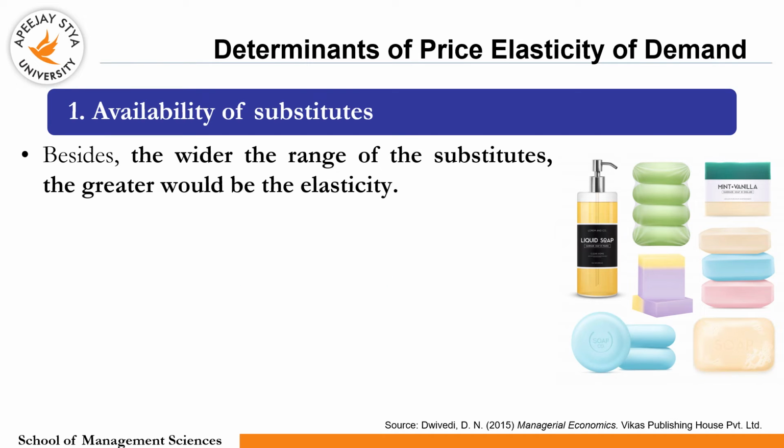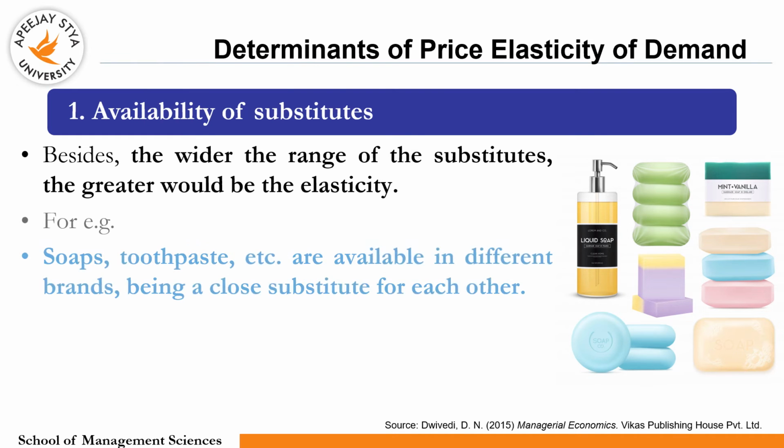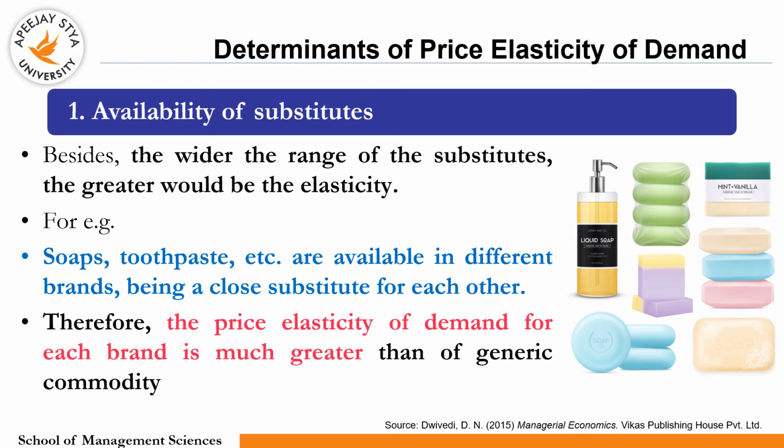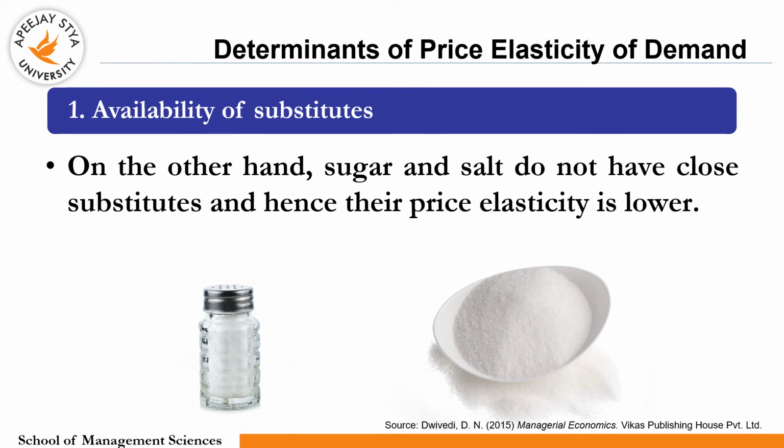The range of the substitutes also affects the elasticity of the commodity. The wider the range of the substitutes, the greater would be the elasticity. For example, soaps, toothpaste are available in different brands, being a close substitute for each other. Therefore, the price elasticity of demand for each brand is much greater than of generic commodity. On the other hand, sugar and salt do not have close substitutes and hence their price elasticity is lower.